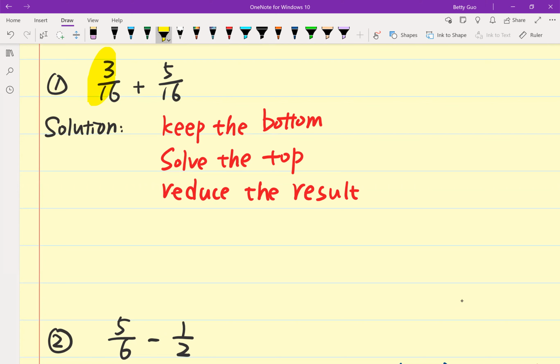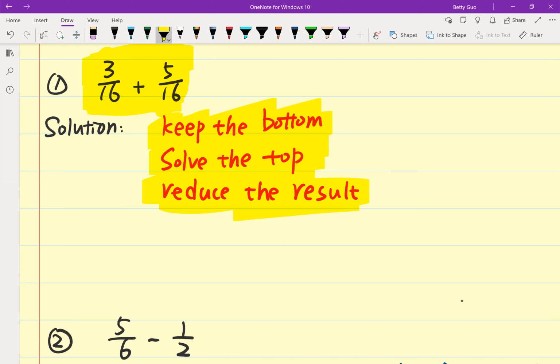The first fraction is 3/16. The second fraction is 5/16. We are adding them together, right? I am asking, do the 2 fractions we're adding together have the same bottom? Yes. So if they have the same bottom, that's easy. The rule to add or subtract 2 fractions with the same denominator is this: keep the bottom, solve the top, reduce the result.